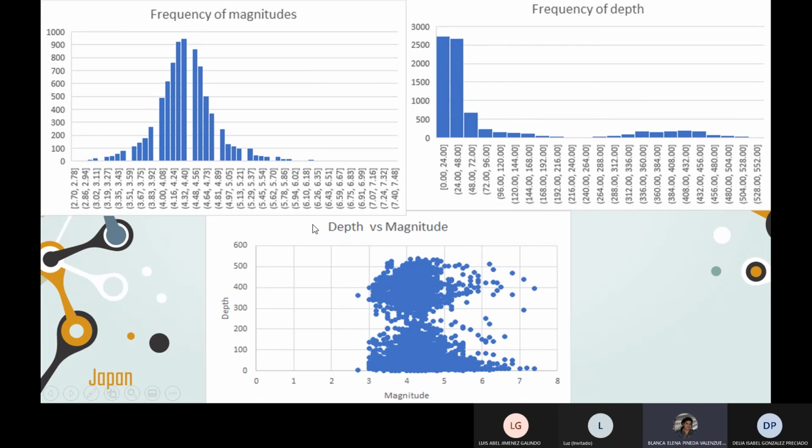And finally, in the depth versus magnitude graph, we have an hourglass-shaped graph where we have very few earthquakes at depths between 200 and 300 kilometers, which was very similar to what we saw in the yellow area in the previous images. And when there are earthquakes at that depth, they tend to be at a magnitude between 4 and 5.